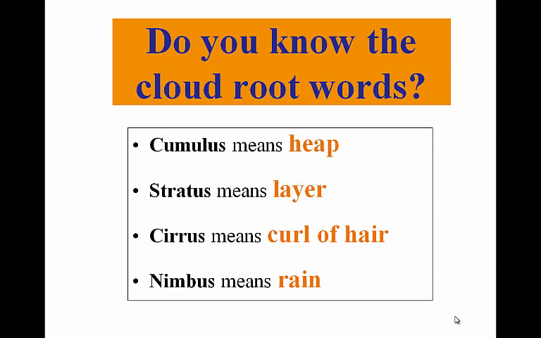Okay, first we're going to talk about the cloud root words. Cumulus is a root word for heap. Stratus means layer. Cirrus means curl of hair. And nimbus means rain. Keep these terms in mind when we discuss the different types of clouds, and all of this will make more sense in a little while.